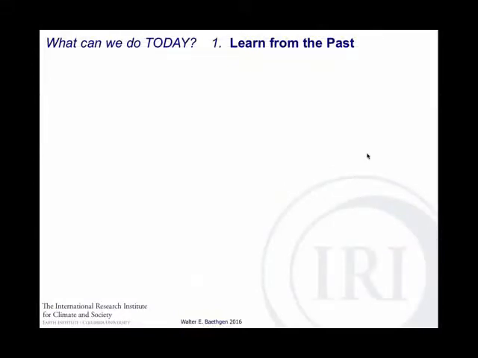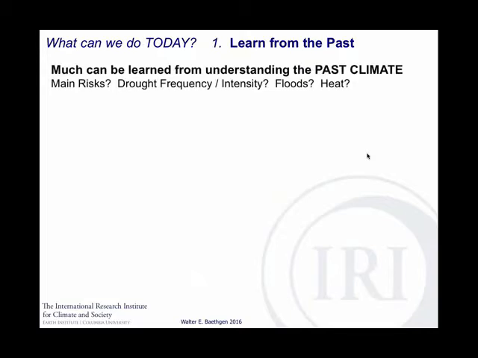What can we do today? One of the things we can do today is learn from the past. A lot can be learned by understanding the past climate in our region. What are the main risks? What is a typical frequency of droughts? How intense are they? Floods? What is the problem with heat?